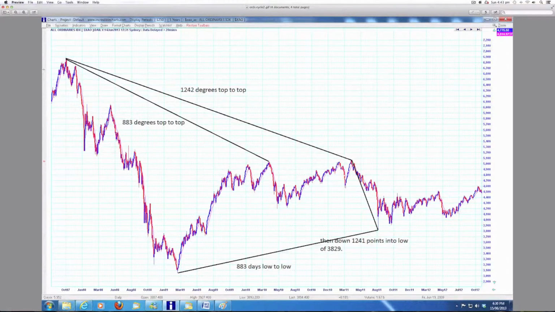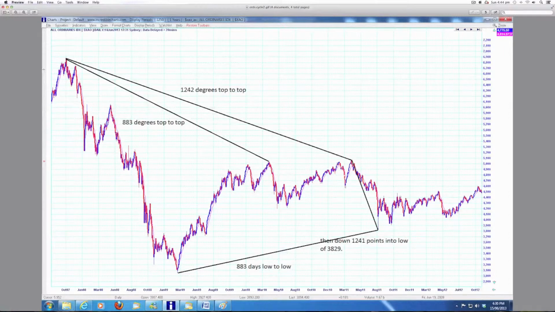So anyway, we got 1242 great days top to top. And the previous top, which was a bit low, I think it was 5043, pretty well a year beforehand, was 883 degrees top to top. So we have a couple of numbers coming up here. And don't forget, we've got a 3821 range going into the low. So we hit our 1240 degrees top to top, and we went down 1241 points. Well, for the eagle-eyed amongst you, that's one number out, between 1242 and 1241. So the time between the two tops gave you the range into the low.